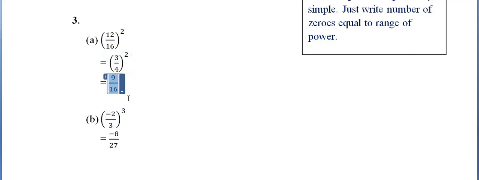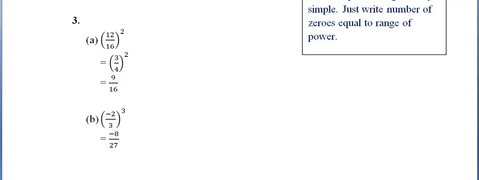Which means 3 is to be multiplied 2 times, and again here 4 is to be repeated 2 times. So what will be your answer? Your answer should be 3 3s are 9, 4 4s are 16. Okay, it's very simple.